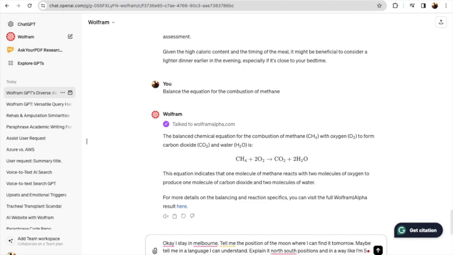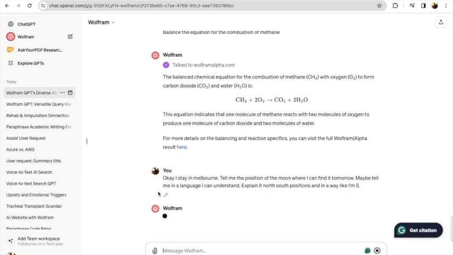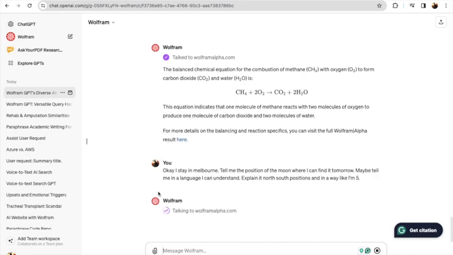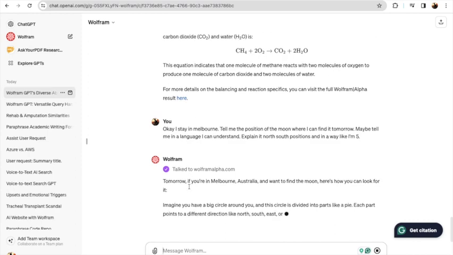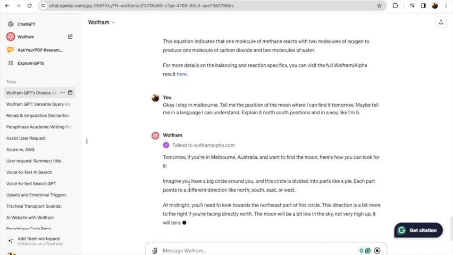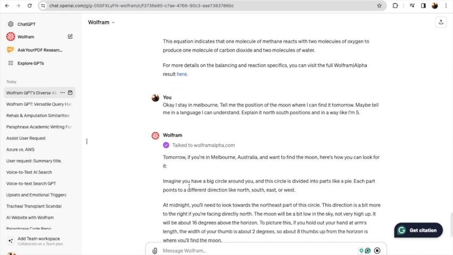I love this prompt. Like I'm 5. I mean, in fact, not just Wolfram Alpha, but any, even ChatGPT 3.5. You ask it any question and just be like, explain this to me like I'm 5. It would give you such beautiful analogies and explain that to you. Anyways, tomorrow if you're in Melbourne, Australia, I want you to want to find the moon. Here's how you can look for it. Imagine you have a big circle on it.